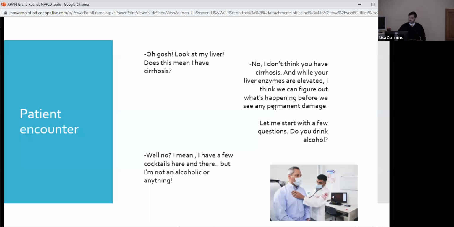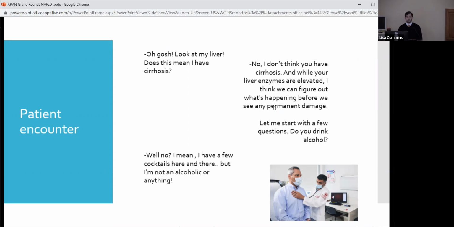All right, Lisa says, oh gosh, look at my liver. Does this mean I have cirrhosis? And you answer, no, I don't think you have cirrhosis. And while your liver enzymes are elevated, I think we can figure out what's happening before we see any permanent damage, right? So you want to be able to reassure a patient when you see these funny liver numbers.